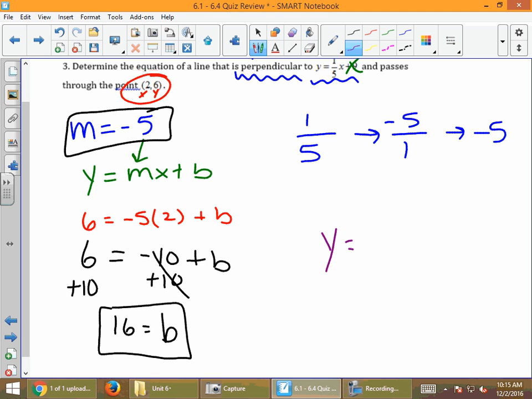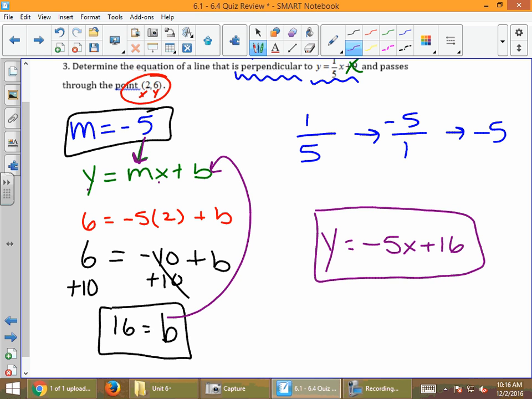y equals... you just take your m, plug it in, take your b, plug it in, that stays an x, that stays a y. And there's your answer. I did a really good job of getting to this point. You boxed up b and called it a day. You have to make sure you check what it asks for: an equation of a line. Write the equation. Okay, questions over there?